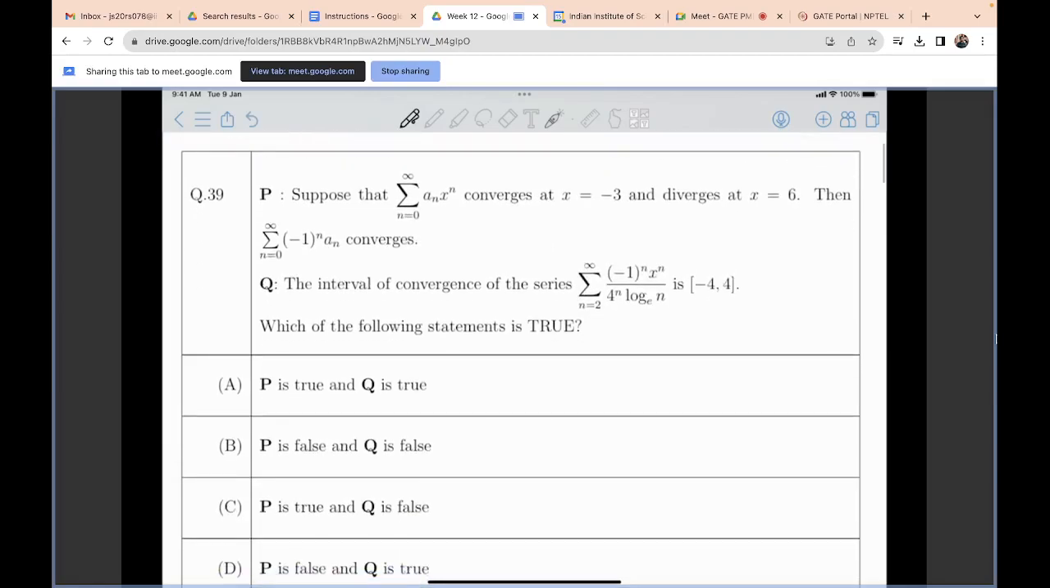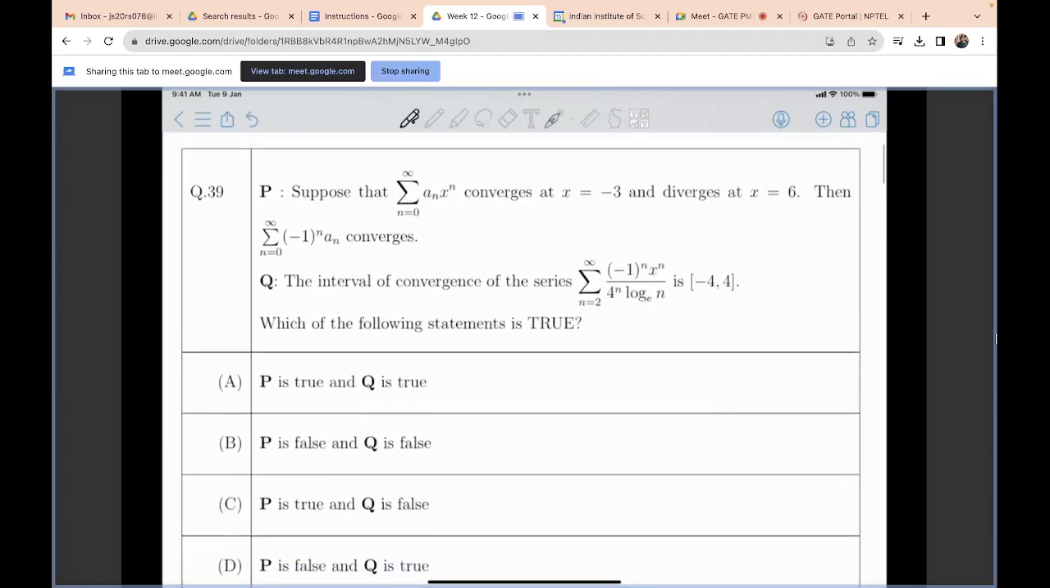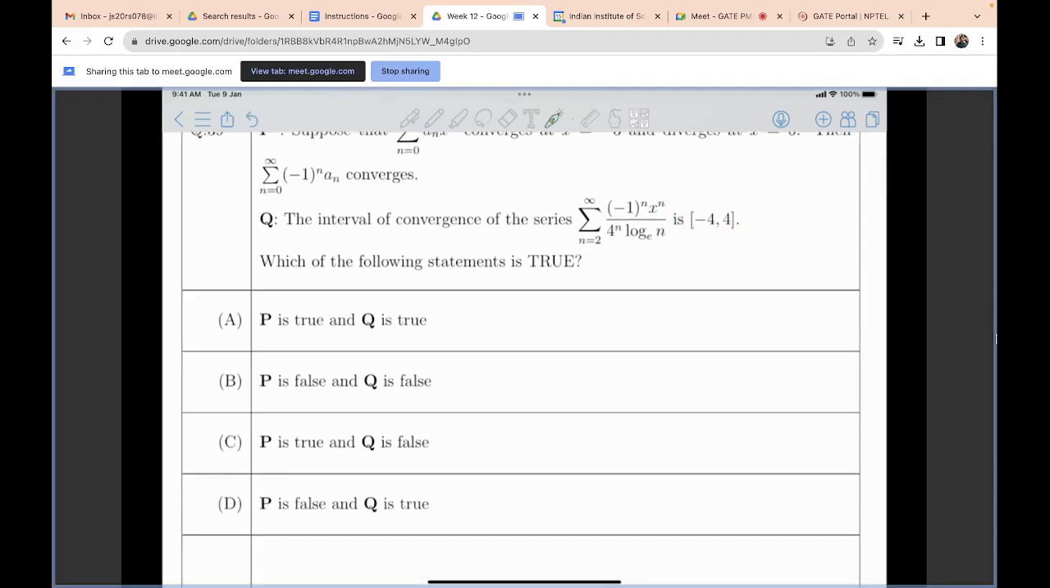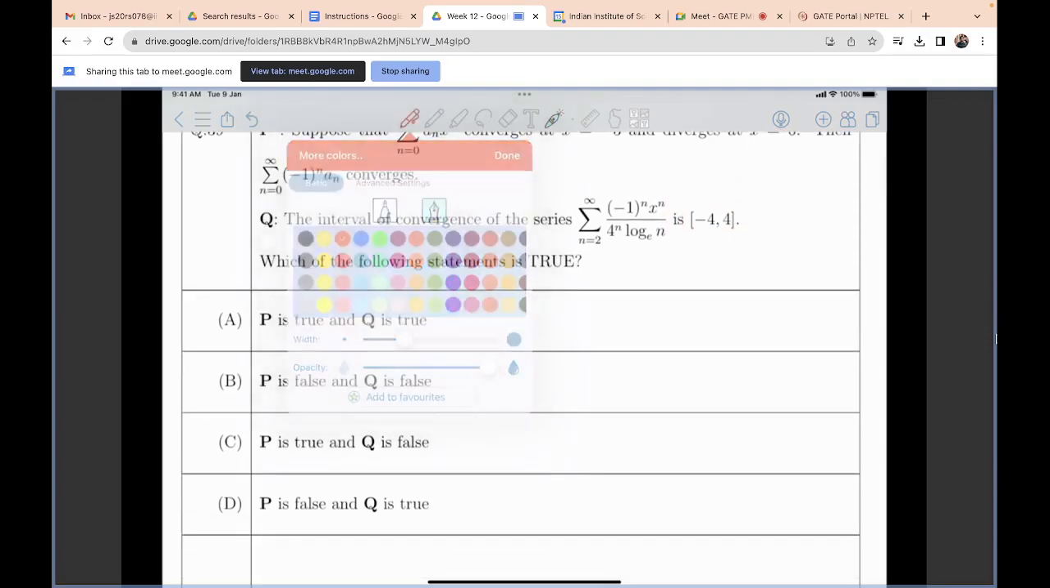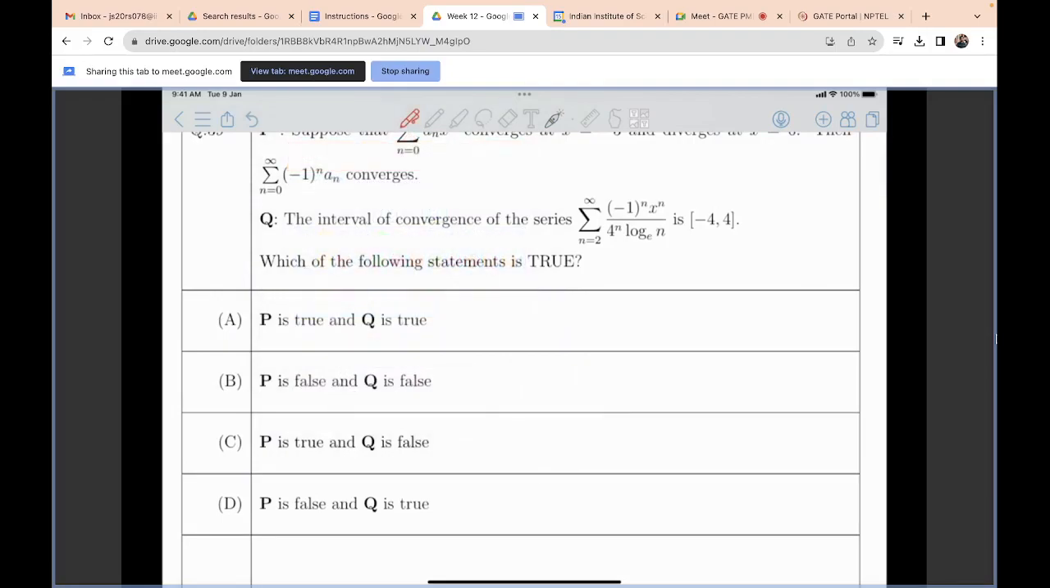So therefore which one is correct? The first one, because this is convergence and the interval of convergence is not the closed interval minus 4, so therefore Q is false and P is true. So therefore P is true and Q is false. C is true.